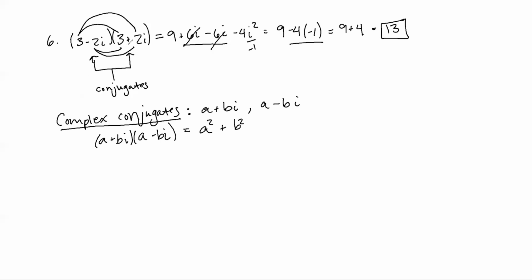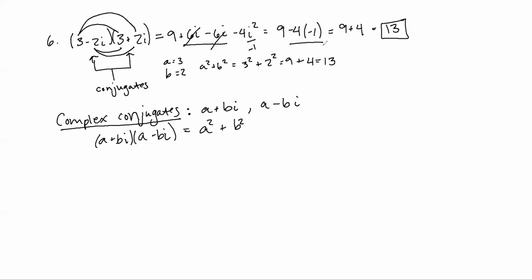Now, if we look back at what we had here, a was 3. b is 2. It's always the positive version because you have a positive and a negative. And a squared plus b squared. Well, a squared is 3 squared. b squared is 2 squared. 3 squared is 9. Plus 2 squared is 4. And you do get that 13. So this is kind of a shortcut if you notice that you have conjugates.